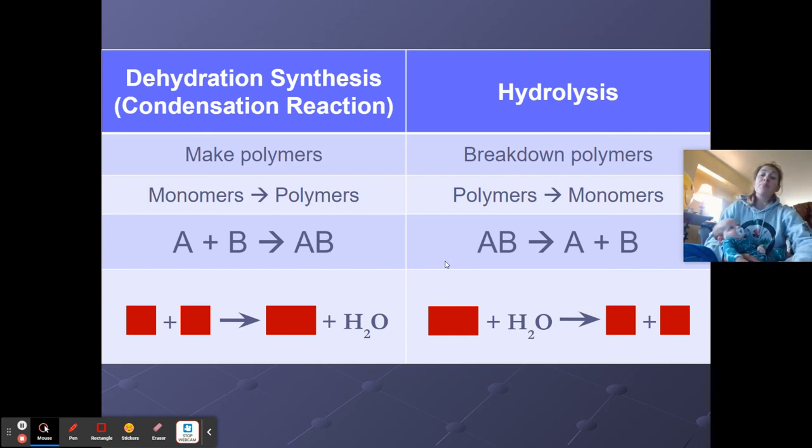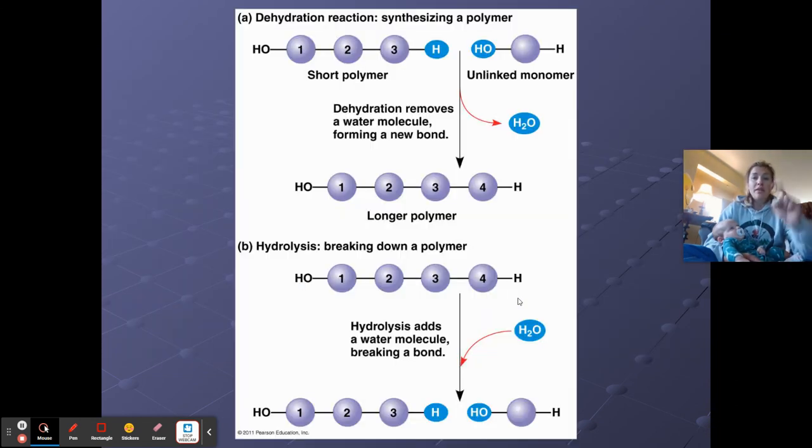On the other hand, the breakdown of polymers is called hydrolysis. Hydro means water, lysis means to break. So, a polymer is going to go to a monomer by adding water, breaking. Okay, so water is going to go in, and then that molecule is going to break apart. So here is just like a little picture of that happening.